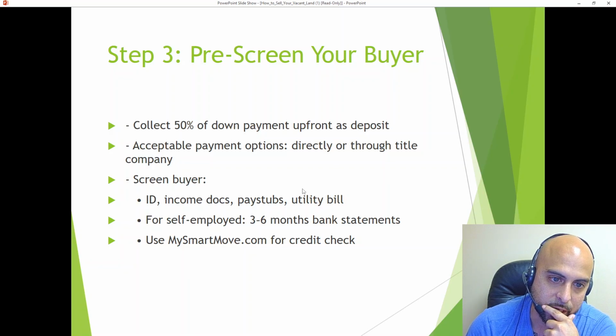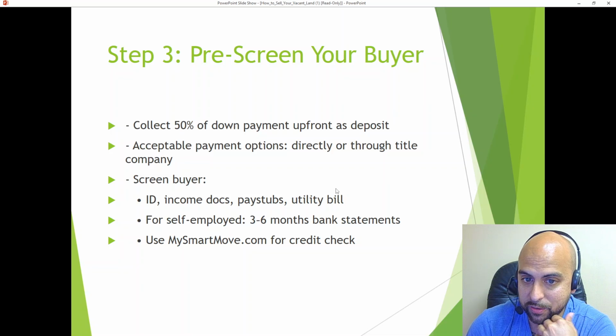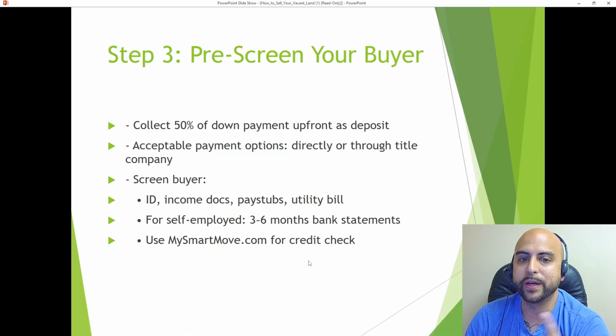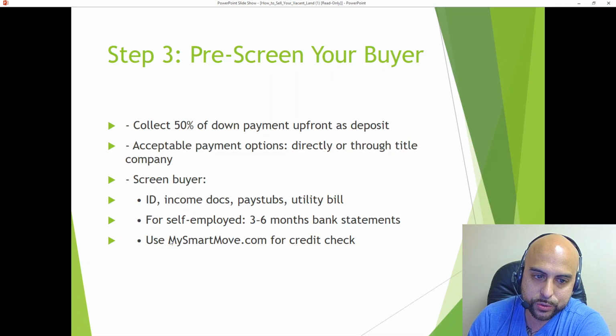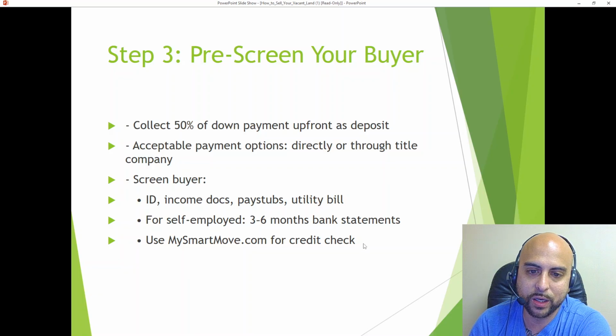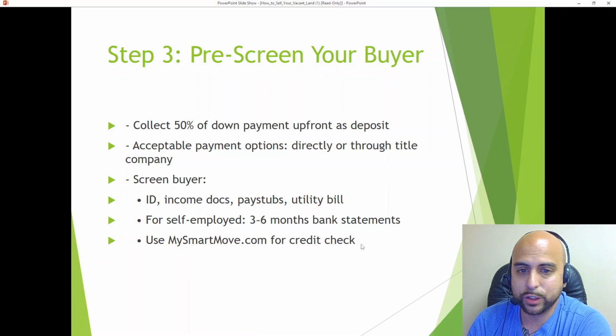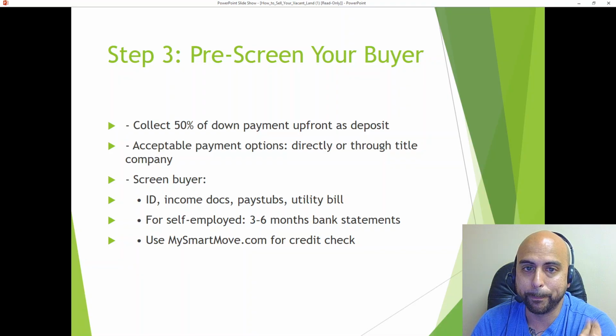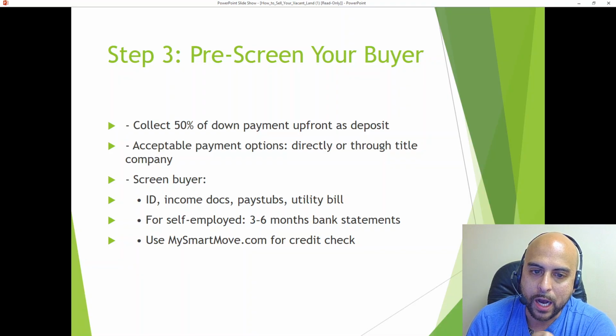Second part of this step is to screen your buyer. So pull credit. I use mysmartmove.com. I'll include a link down in the description as well. It's $40. You can pay it or your buyer can pay it. I always pay it. I try to make it easy for my buyers.